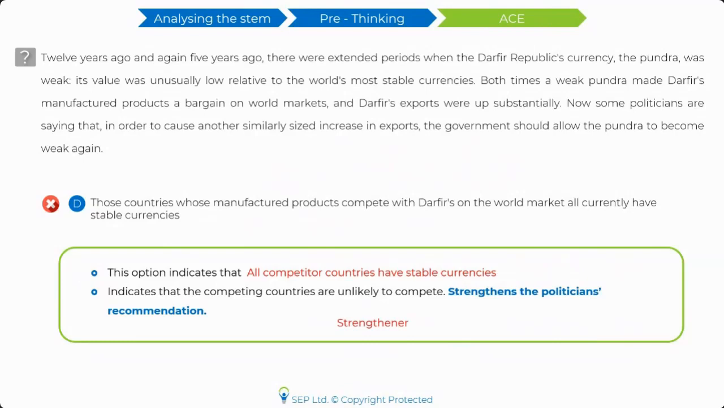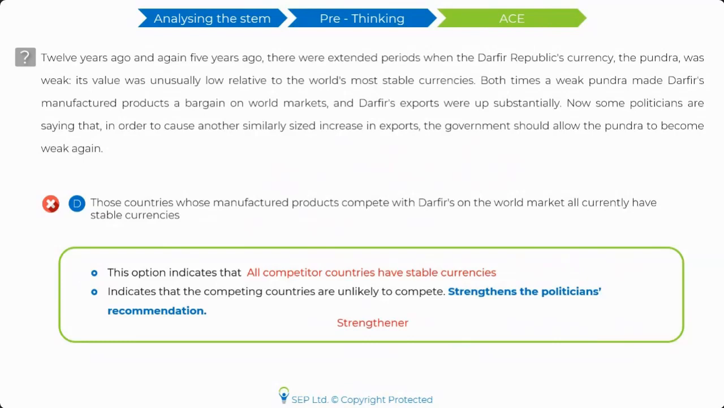So Rita wants me to repeat D. See, D is saying those countries whose products compete with DARPAR, they have stable currencies. If they have stable currencies and DARPAR's currency is weak, so DARPAR's products are going to be cheaper. If DARPAR's products are going to be cheaper, then other countries which buy products from DARPAR and some other competing countries would likely buy more of DARPAR's products. So we are indirectly saying that DARPAR's products will be in demand. That is why this choice is not really a weakener. Is that clear, Rita? Okay, Prachi, great.